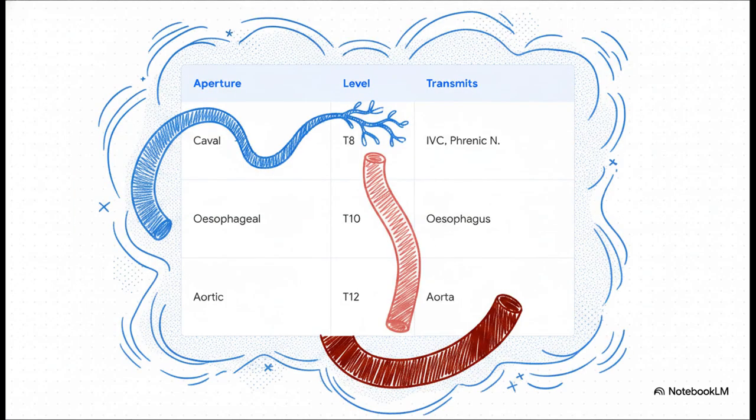I highly recommend you just take a mental picture of this table or actually screenshot it. You absolutely must memorize these three levels: cava at T8, esophageal at T10, and aortic at T12, along with the specific structures each one transmits. If you're sitting for any health science anatomy exam, I can almost guarantee you're going to see a multiple choice question drawn directly from this information.